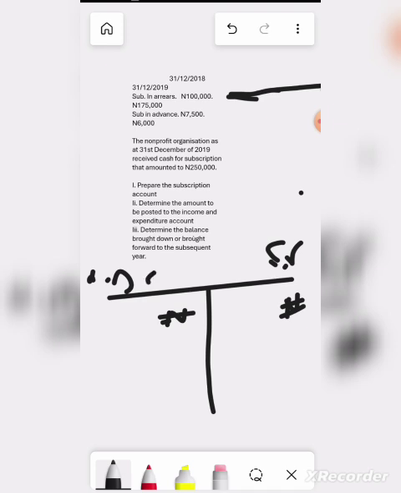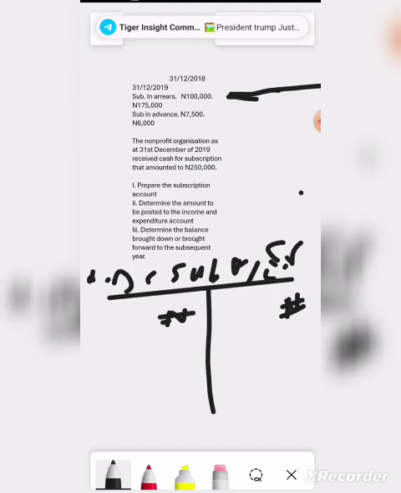So right now we have subscription. We call this account subscription account. Please just bear with me. Kindly write yours in full, okay? So this is subscription account as at 2019, okay? So we have subscription in arrears. Subscription in arrears, like I mentioned earlier, is an asset to the organization.